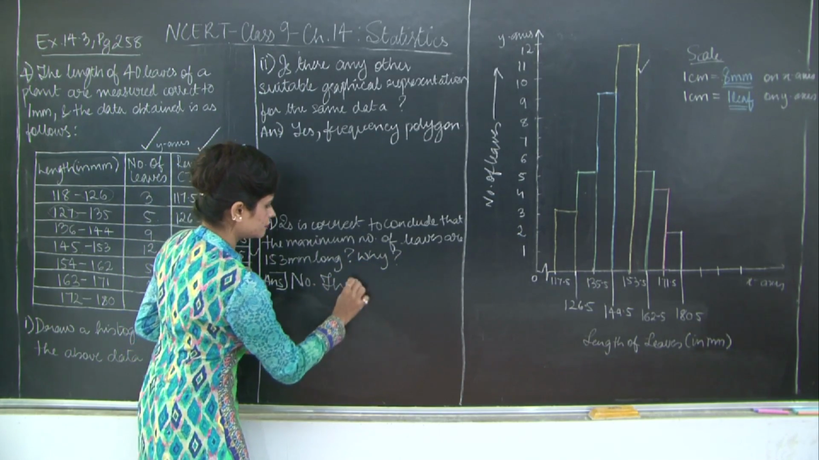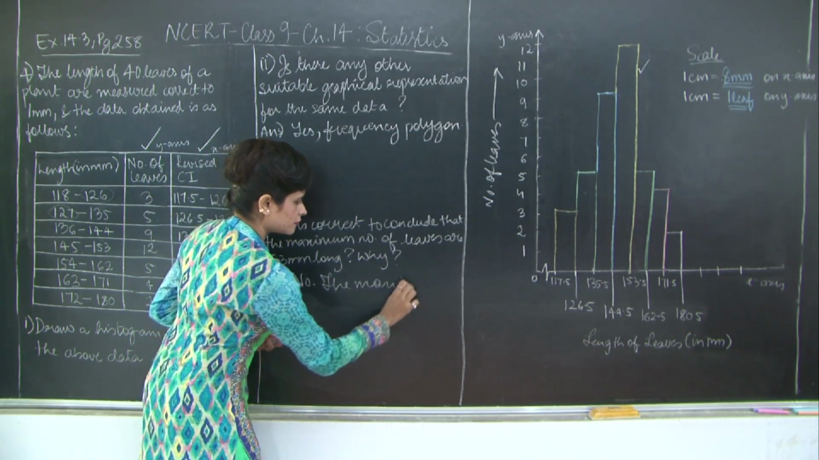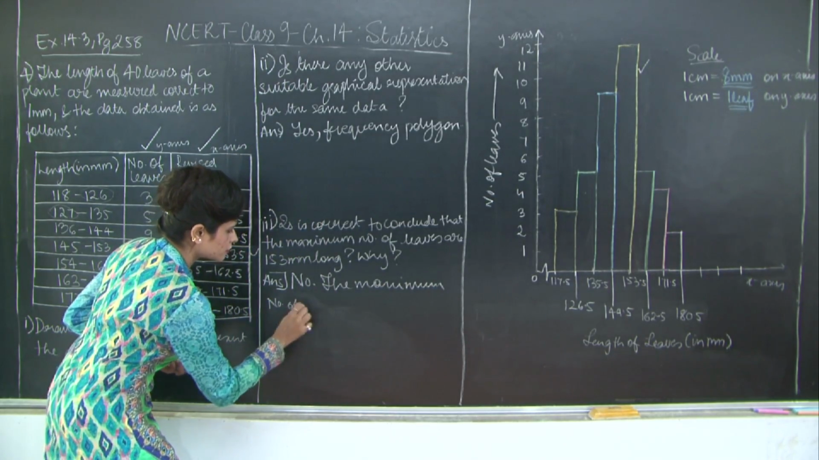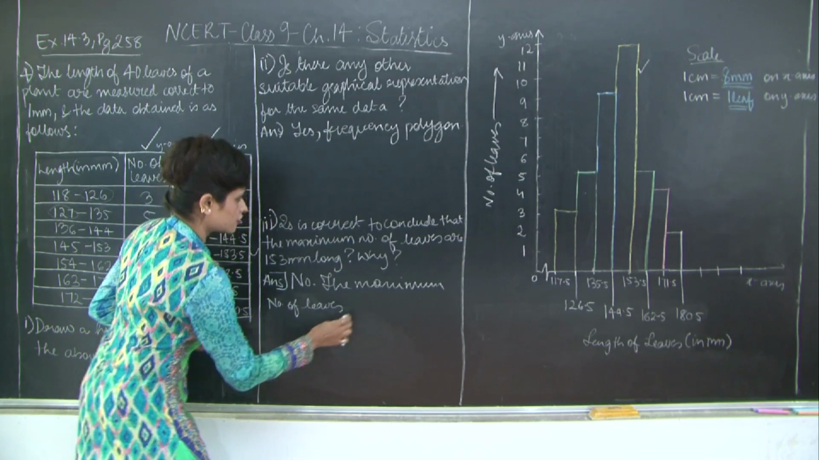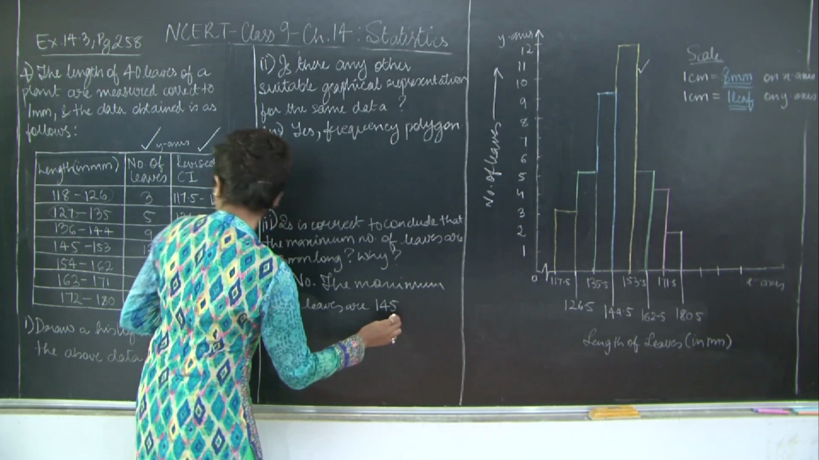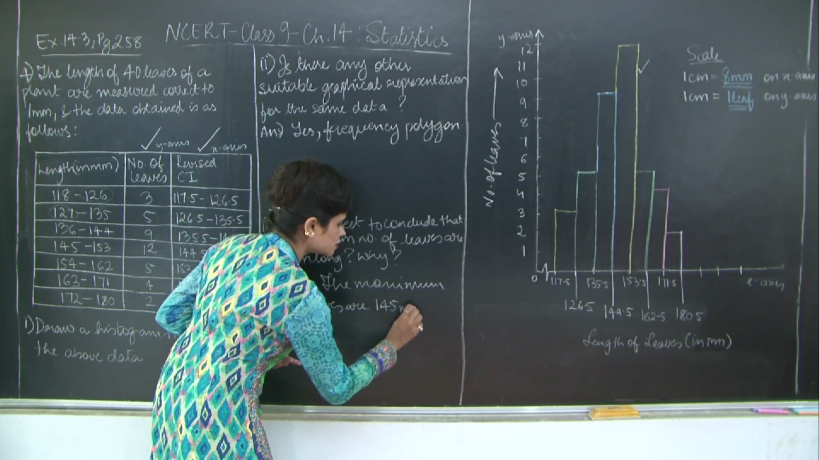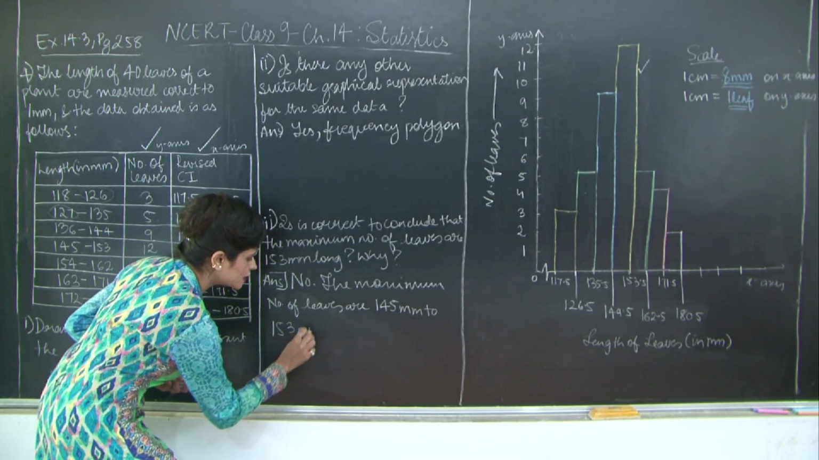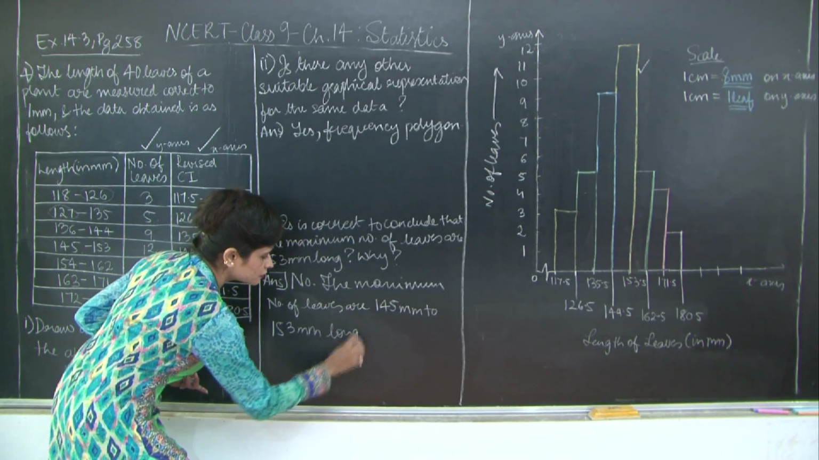that the maximum number of leaves are 145 millimeter to 153 millimeter long.